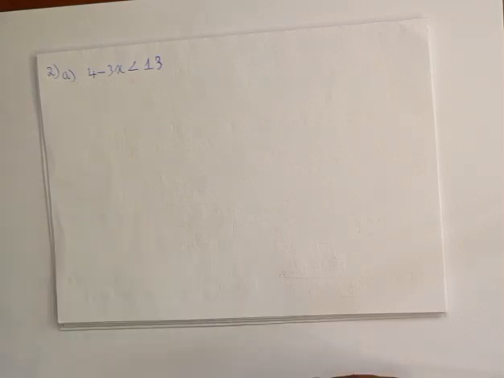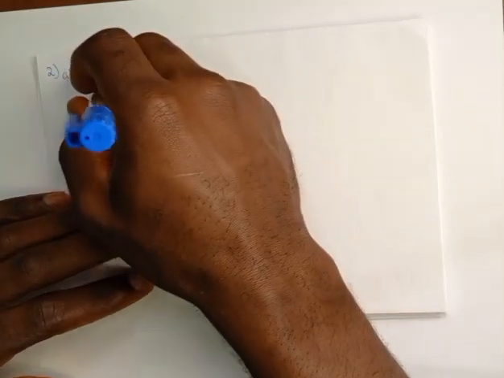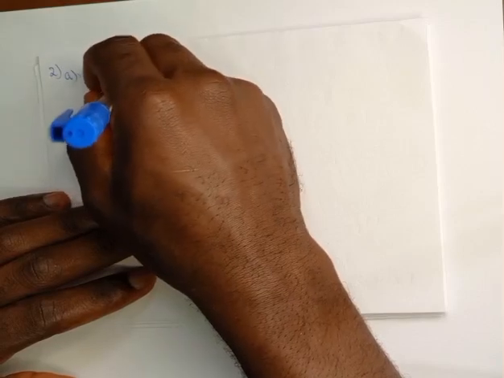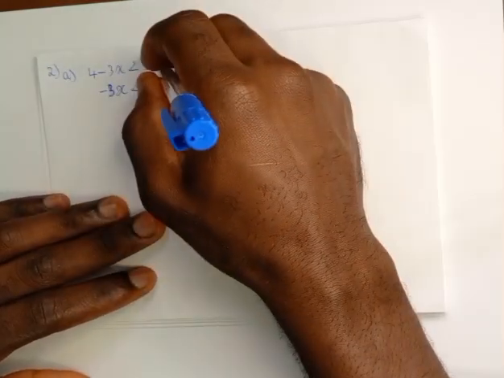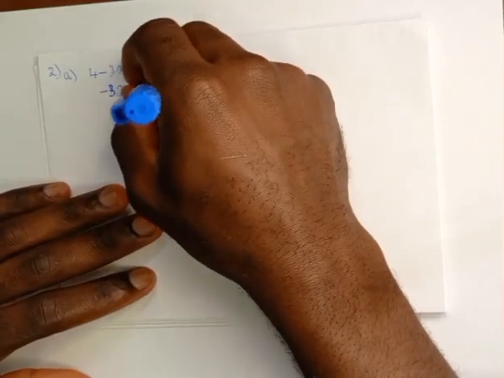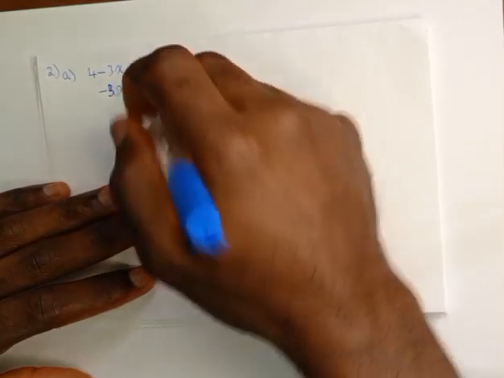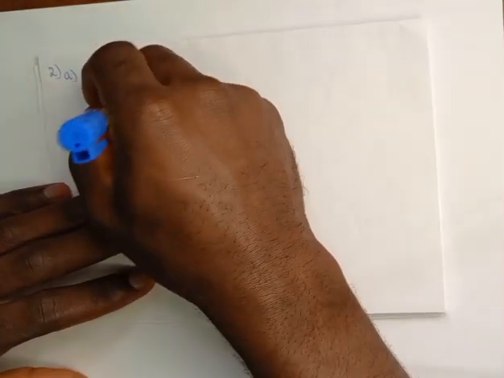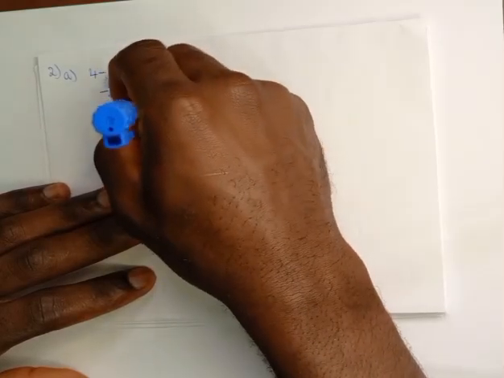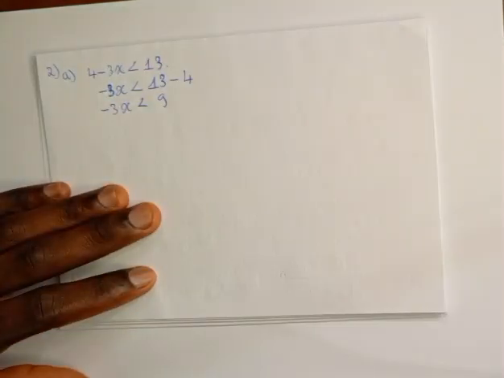In this case, we are going to keep negative 3x at the left hand side. Negative 3x will be less than, we are going to transfer 4 to the right, less than 13. When 4 crosses the inequality sign, it becomes -4. This will give us -3x is less than 13 minus 4, which is 9.